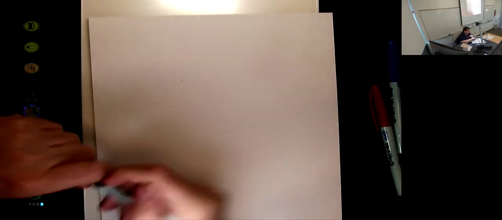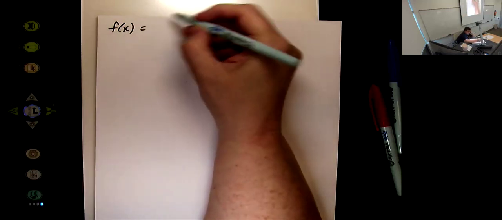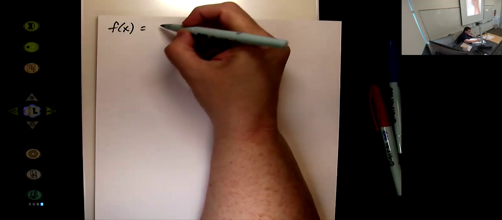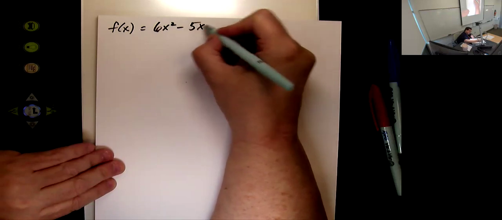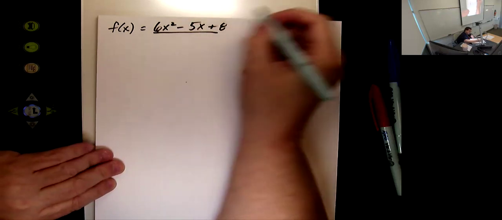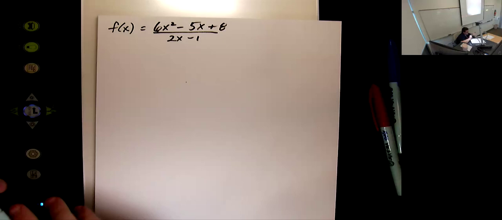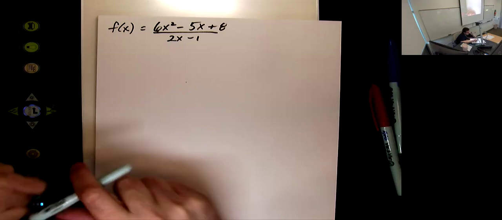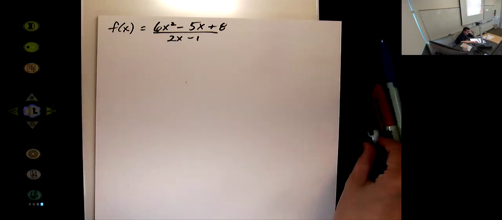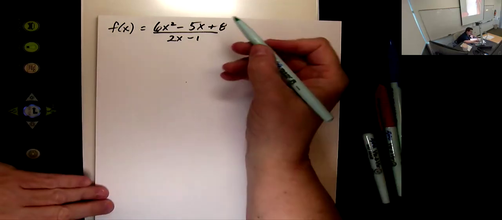Alright, so let's kick it up a little bit. Let's do, I don't know, 6x squared minus 5x plus 8 over 2x minus 1. Let's take a look at what happens if we try to do synthetic division here, and then we'll see long division to see if we get the same answer.